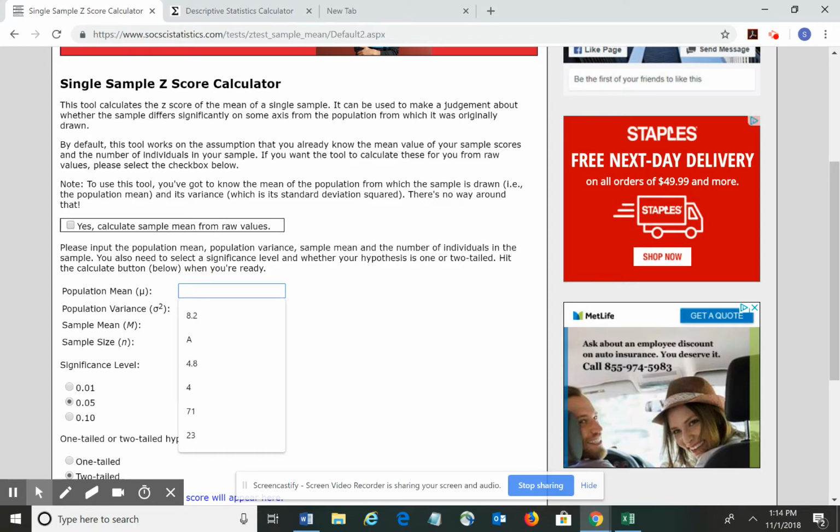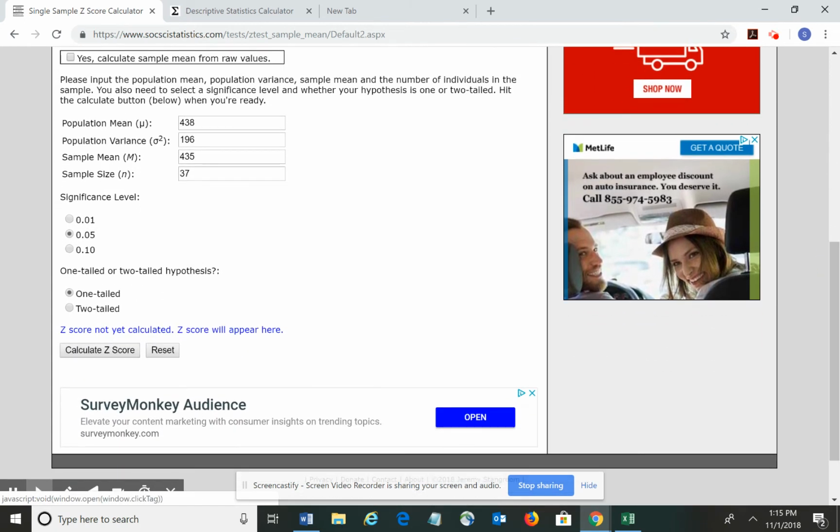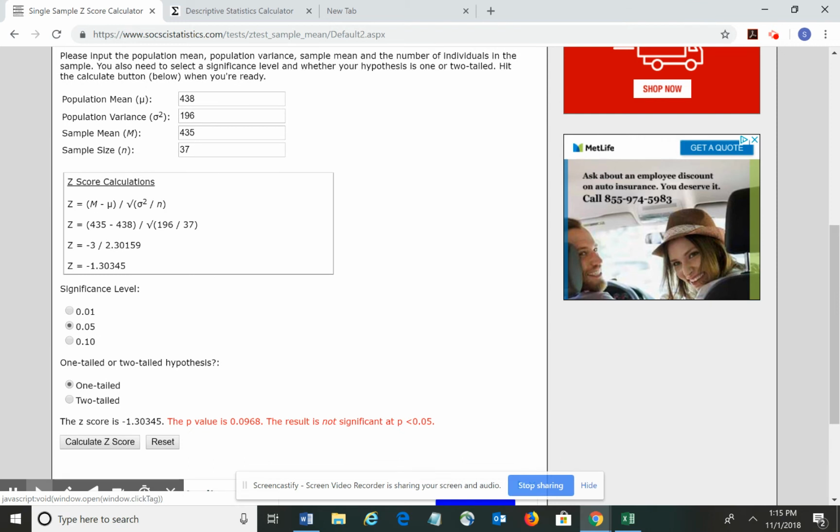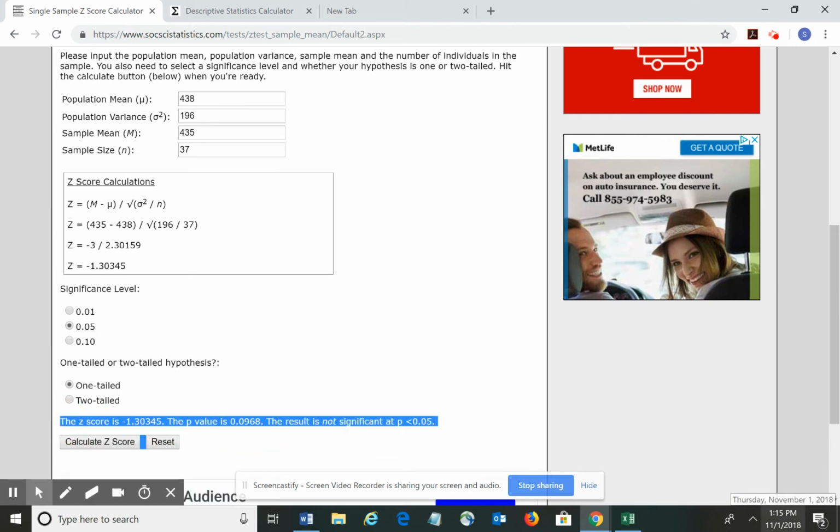So I'm going to go to the website and enter it. My population mean from the hypothesis was 438. My population variance is 196. My sample mean is 435. My sample size was 37. I am using a 0.05 level of significance. I need to indicate it's a one-tailed test. And then I calculate. And at the very bottom of the screen, I highlighted it there in blue, it gives me the z-test score and the p-value.